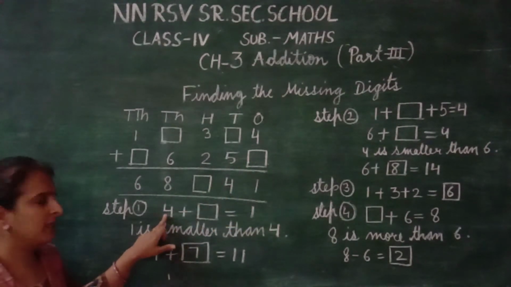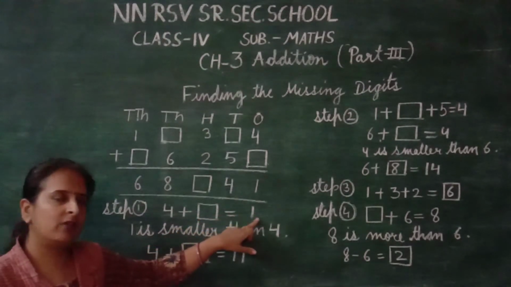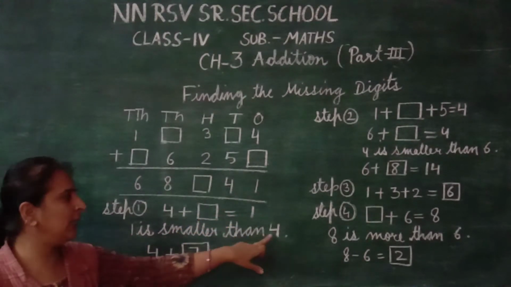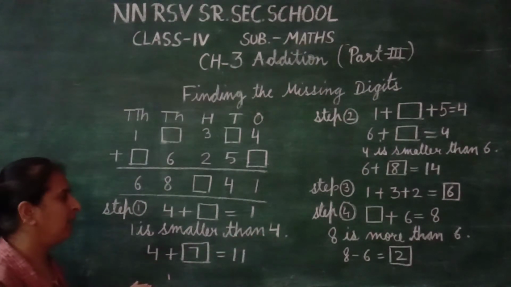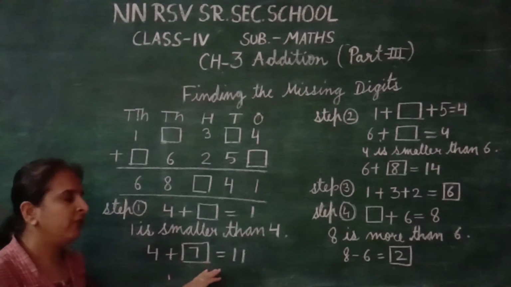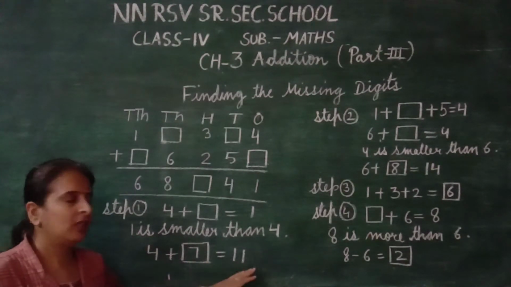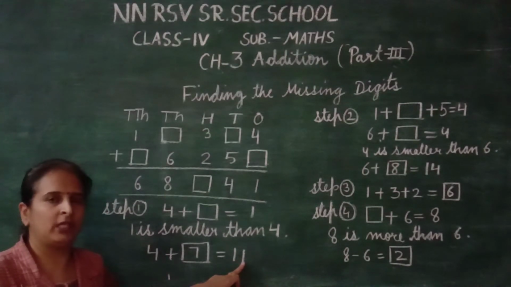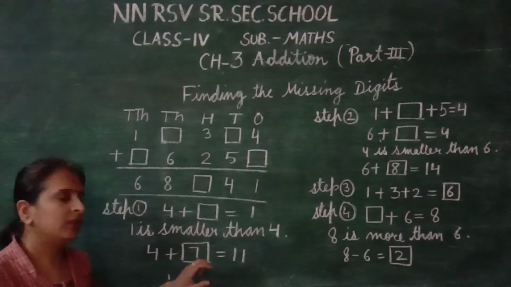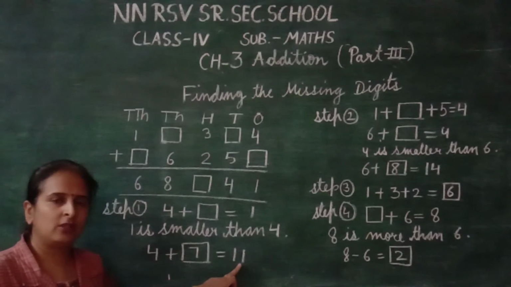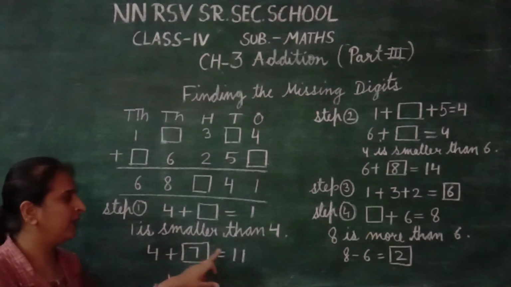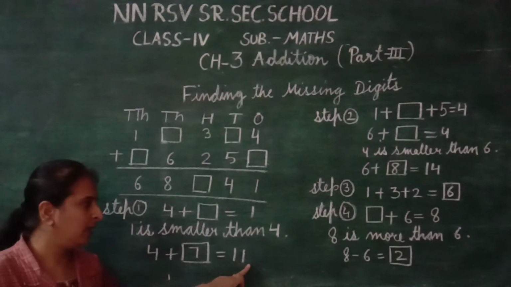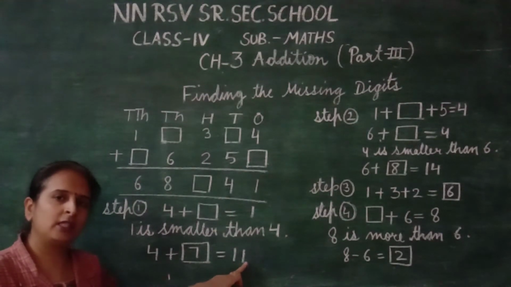4 is the first addend, the second addend is missing and the sum is 1. 1 is smaller than 4, so subtraction is not possible. Then we have to find a number which, when added to 4, gives 1 in the unit place. So we will add 7 to 4. Then we get 11. In 11, the unit digit is 1.